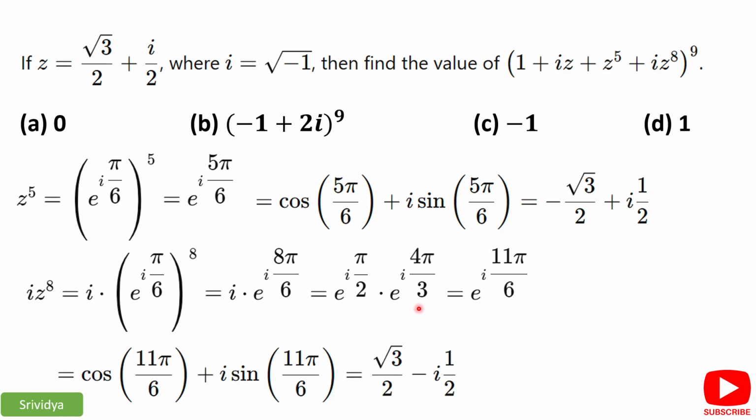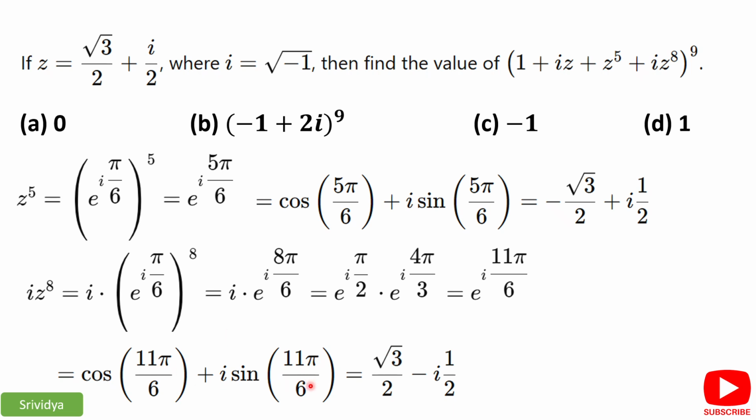Now next let us express this in polar form. We have cos 11 pi by 6 plus i sin 11 pi by 6. This is nothing but cos of 2 pi minus pi by 6. That is the fourth quadrant, and in the fourth quadrant cos is positive. So cos of 11 pi by 6 is cos pi by 6, which is root 3 by 2, because cos is positive in the fourth quadrant.